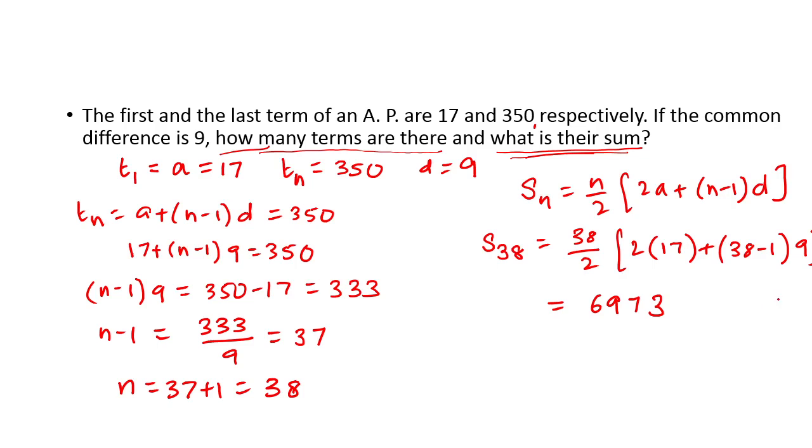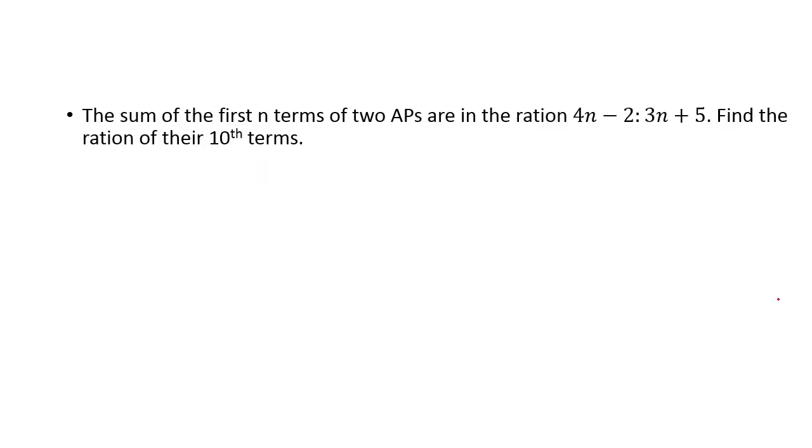Okay, so you'll see that most of the results that we're talking about, they are in terms of the nth term and the sum of the n terms. Let us consider this example. The sum of the first n terms of two arithmetic progressions are in the ratio 4n minus 2 is to 3n plus 5. Find the ratio of their 10th terms. So we are given the sum of the first n terms of two arithmetic progressions. They are in the ratio.